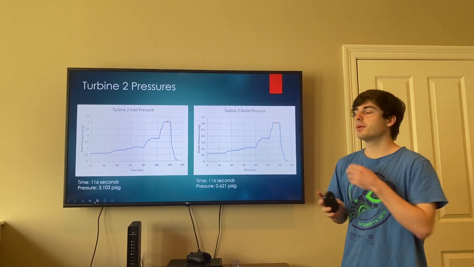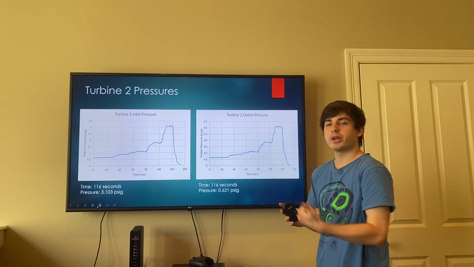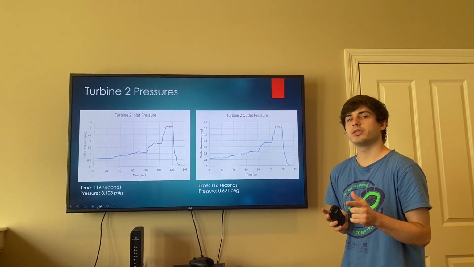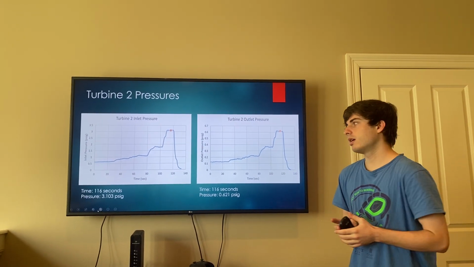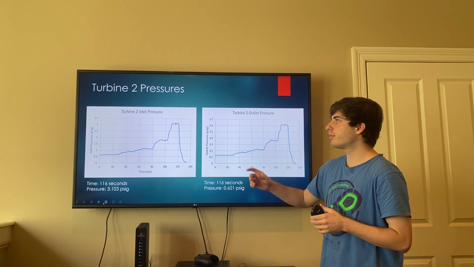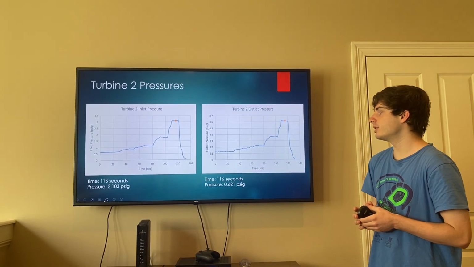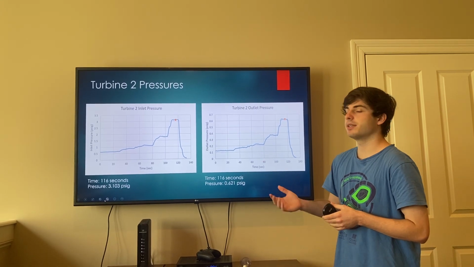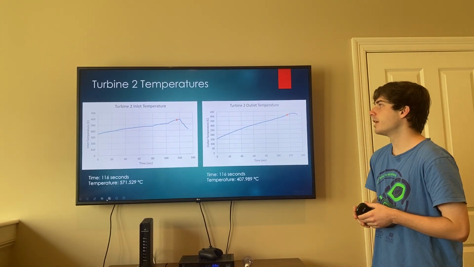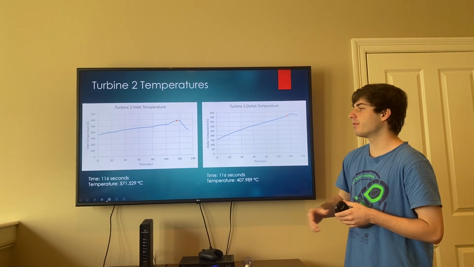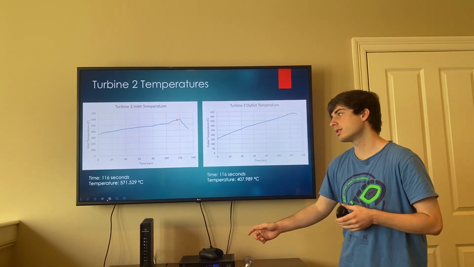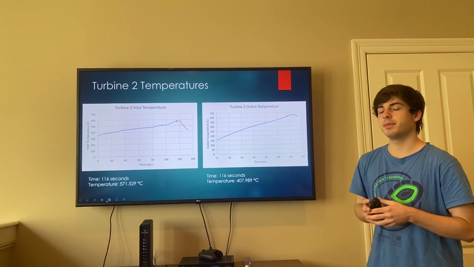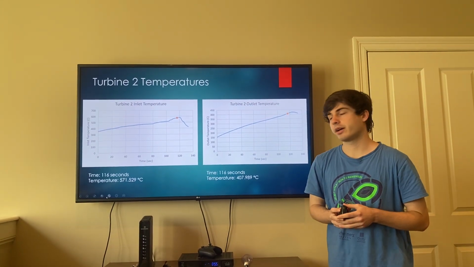For turbine 2, both the pressure and temperature inlet use the same properties as the outlet of turbine 1. So we have a pressure in the inlet of 3.1 psig and an outlet of 0.6 psig. Here we see the decrease in pressure again. Same thing with the temperature. We have a value starting with 571.5 degrees Celsius and ending with a value of 407.9 degrees Celsius. And this is again because our temperature and pressure are being sacrificed.